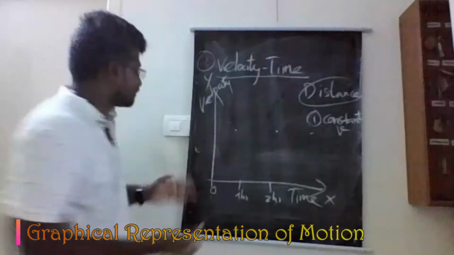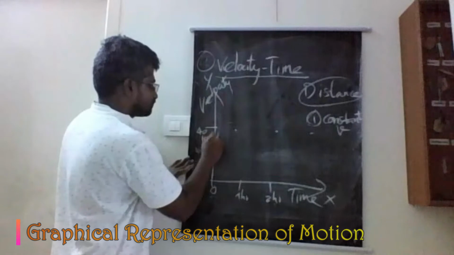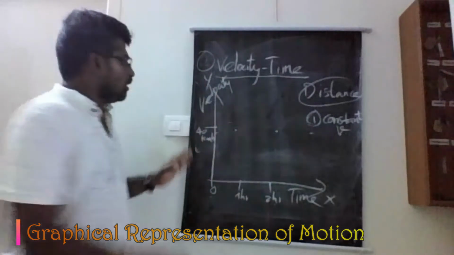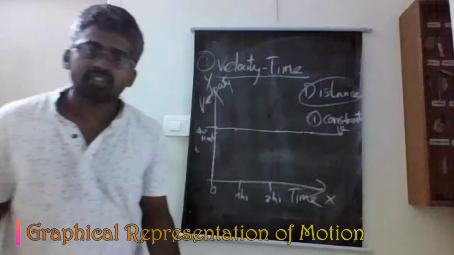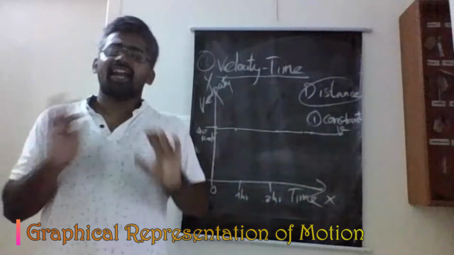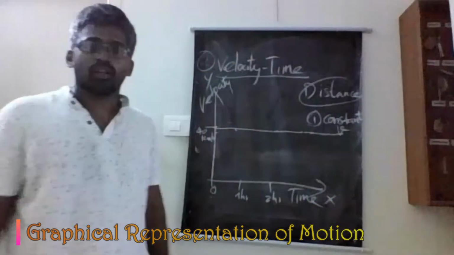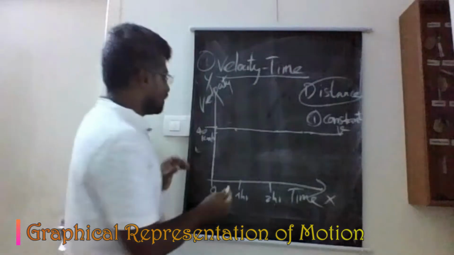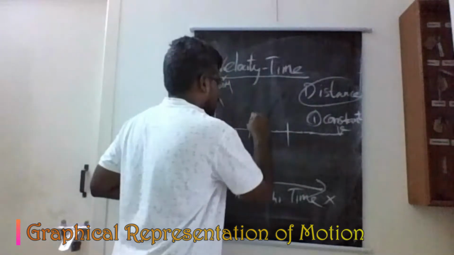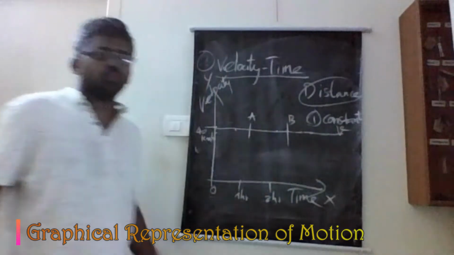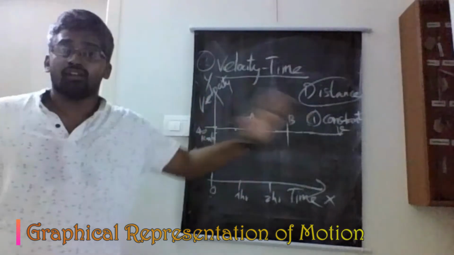What would be the graph? What is the speed? For example, you take 40 km per hour. It is going at constant speed. If it goes at constant speed, the graph is a straight line. So what are we going to find? Distance. How to find the distance in this time, between A and B, when it moves at a constant velocity?